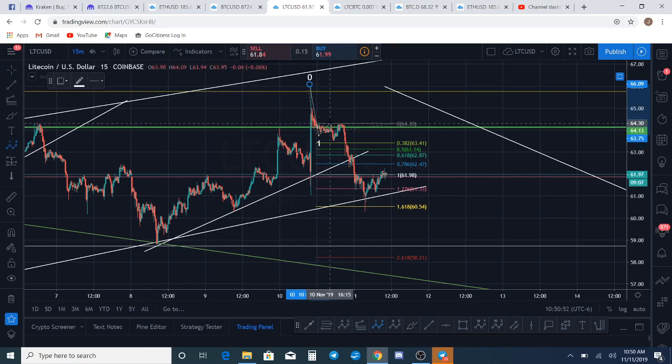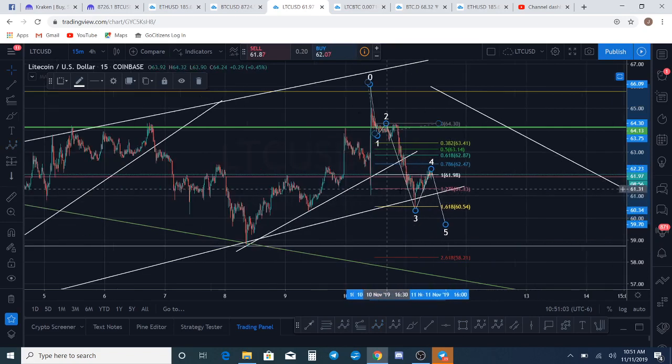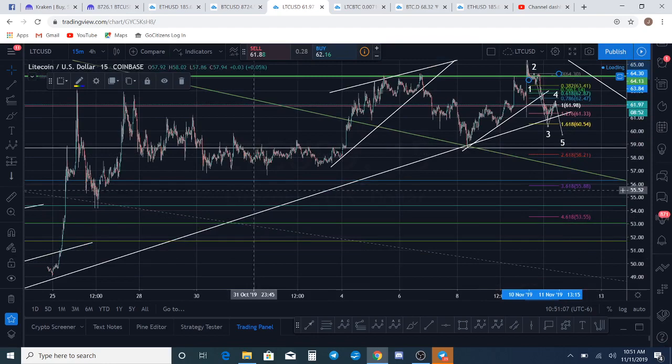The way I'm looking at it, that's a 1, 2, and this is a 1, 2, 3, 4, 5. That's the third wave finished. We're getting the fourth wave, and we need a fifth wave push. That would correlate beautifully with Bitcoin. We'd be breaking our larger channel, or larger trend line, I should say.